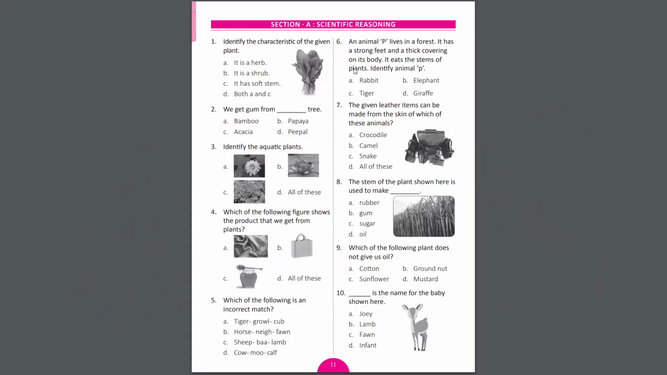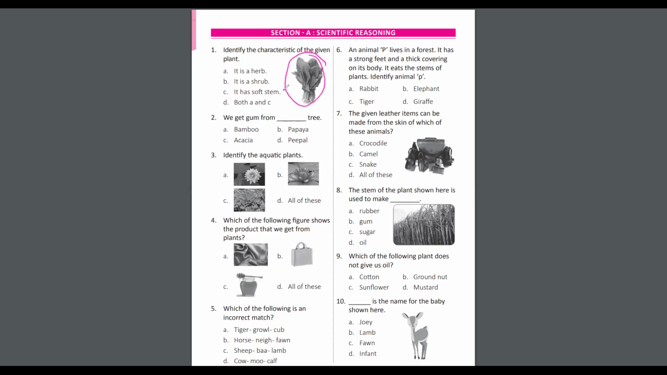Identify the characteristic of the given plant. It is a herb. It is a shrub. It has soft stem. Both A and C. I told you this is your spinach. Okay. Spinach is a herb which has soft stem. So both A and C are correct. So D is the correct answer.